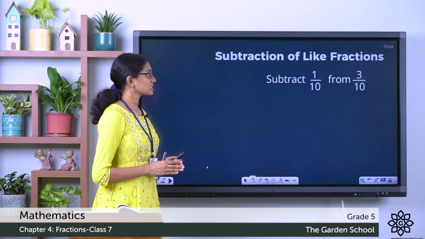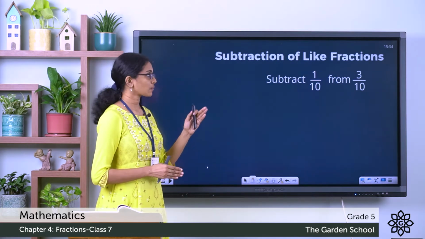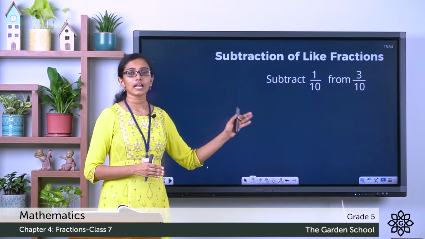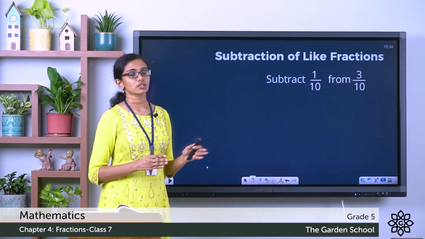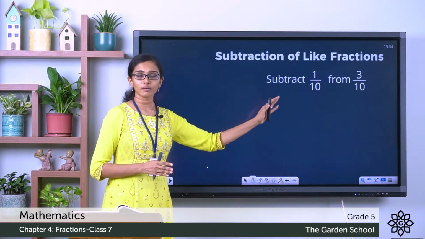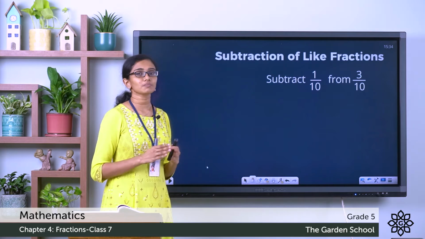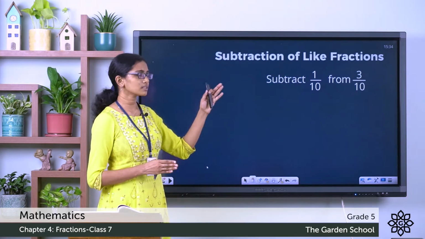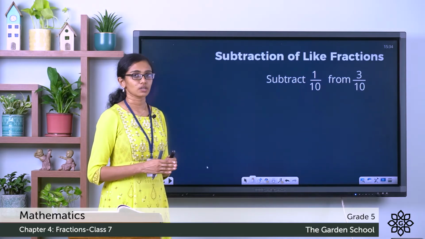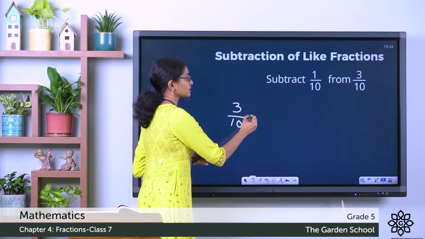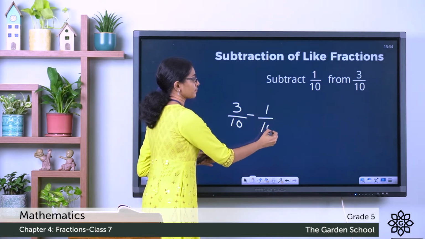So here we have a question: subtract 1/10 from 3/10. You see, the two fractions are like fractions. They have the same denominator. You are asked to subtract 1/10 from 3/10. So which is the bigger fraction here? Compare the numerators. Is it 1/10 or 3/10? It is 3/10. So from 3/10, you have to subtract 1/10.